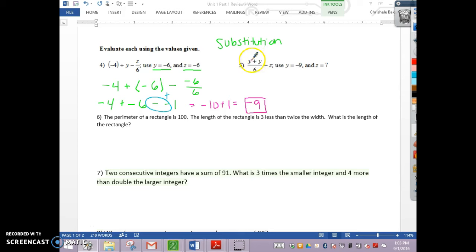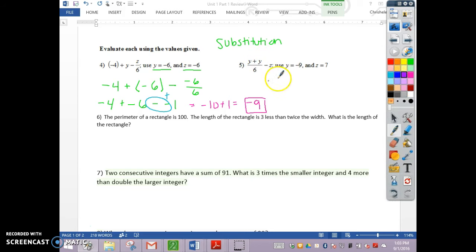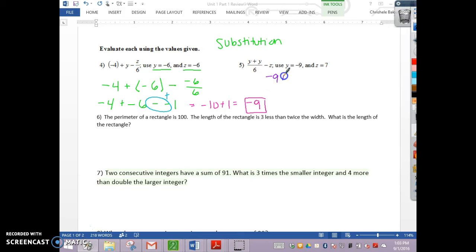In number 5, we have y plus y divided by 6 minus z. So y plus y is negative 9 plus negative 9 divided by 6, and then we're subtracting z. Negative 9 plus negative 9, work with your numerator first, gives me negative 18 divided by 6, subtract 7. Negative 18 divided by 6 is negative 3, subtracting 7 gives me negative 10.